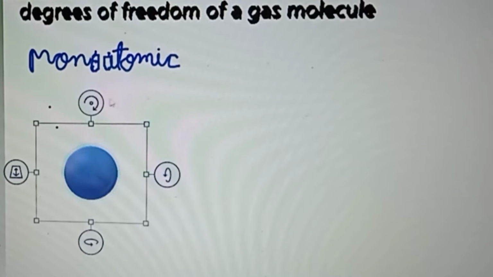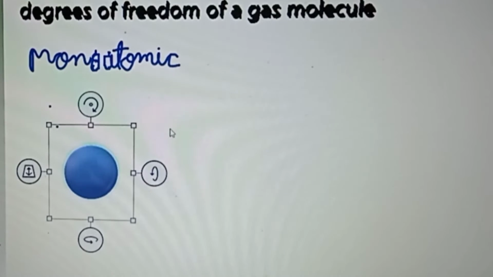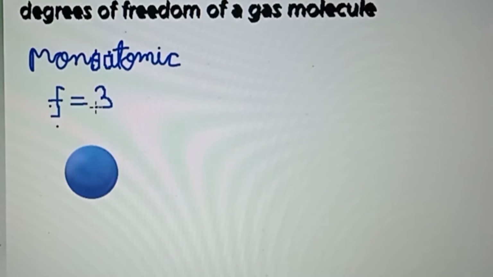So actually it does not contain any energy for rotational motion. It can only store energy in the form of translational motion along three axes. So its degrees of freedom, denoted by small f, for monoatomic it is 3. Now for diatomic.